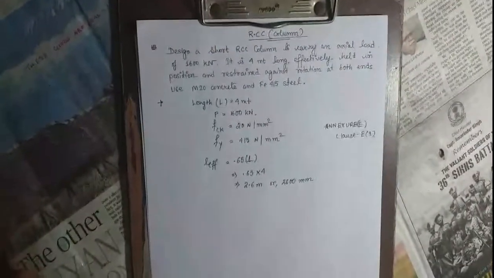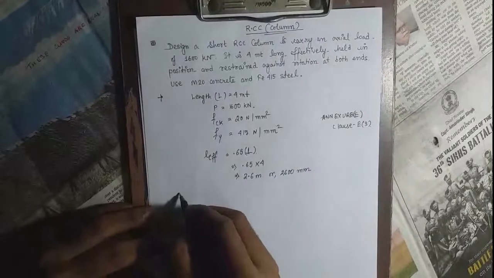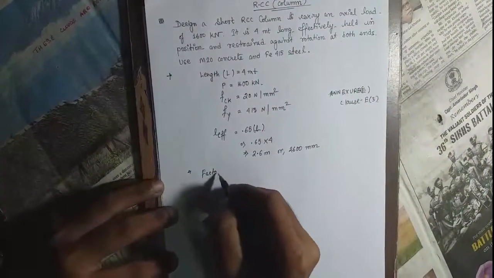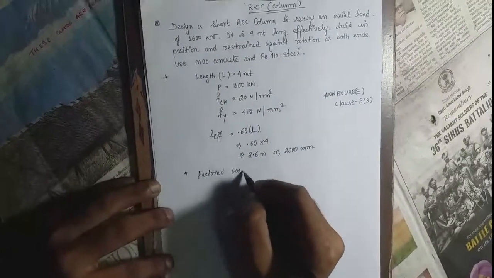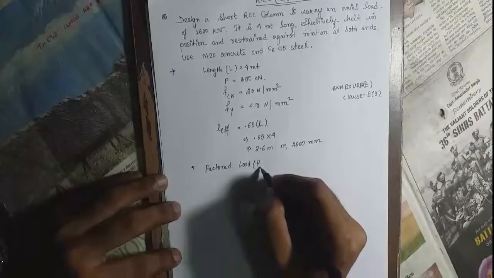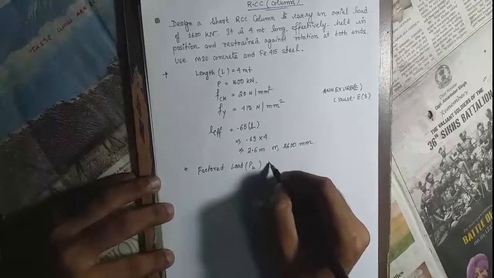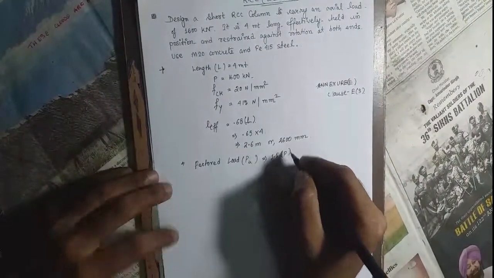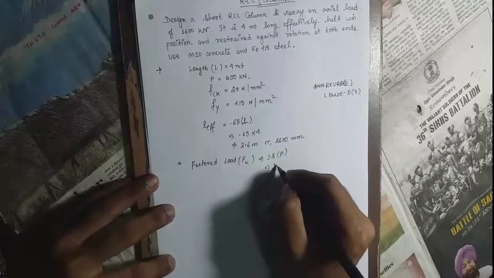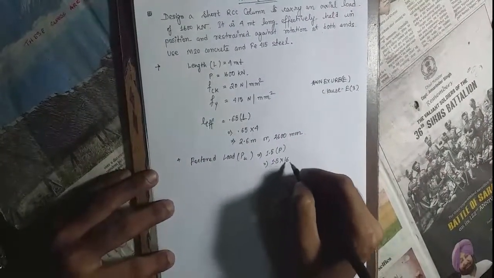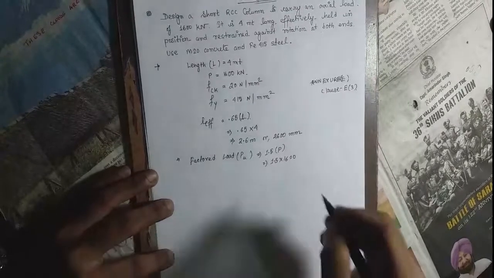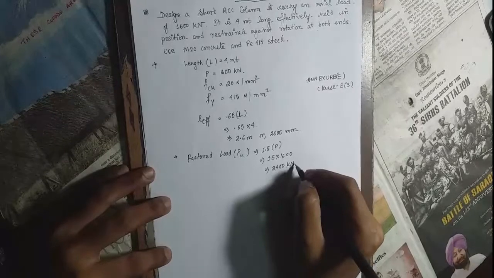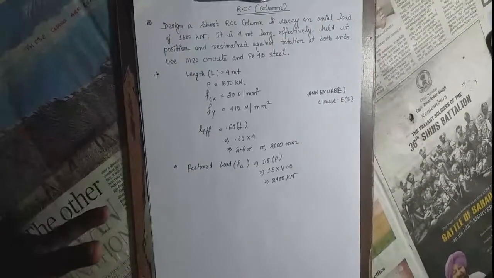Now we get to the second step. The second step is the factored load, which is symbolized as PU. We can take it as 1.5 of P, that is the given load, 1.5 into 1600. So it comes to 2400 kilonewton. So we got the factored load.